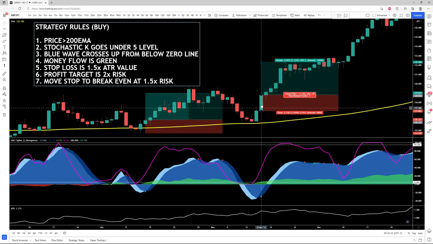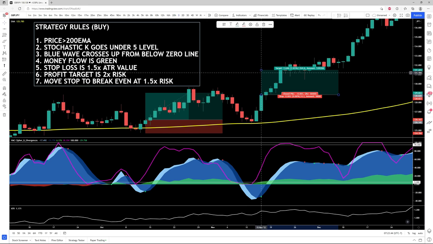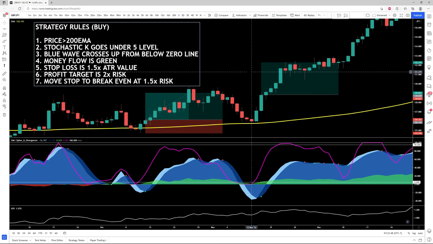Money flows in the green, price is over the 200 EMA, so that is a valid entry. Stop loss is 1.5 times the ATR, targeting 2 times the risk, and when it hits 1.5 times risk, that's when the stop gets moved to break even, and you continue targeting that 2 times risk profit target.